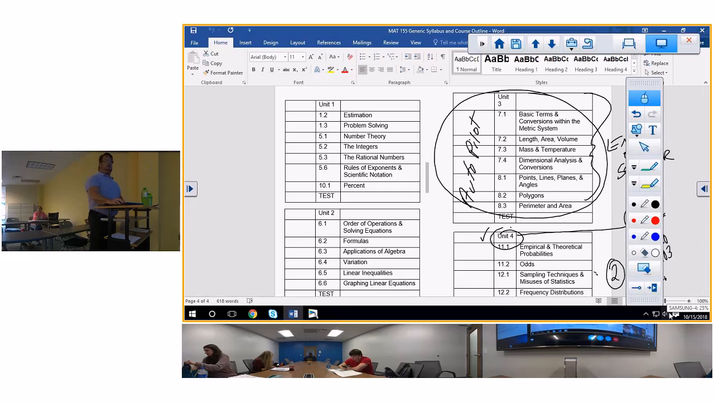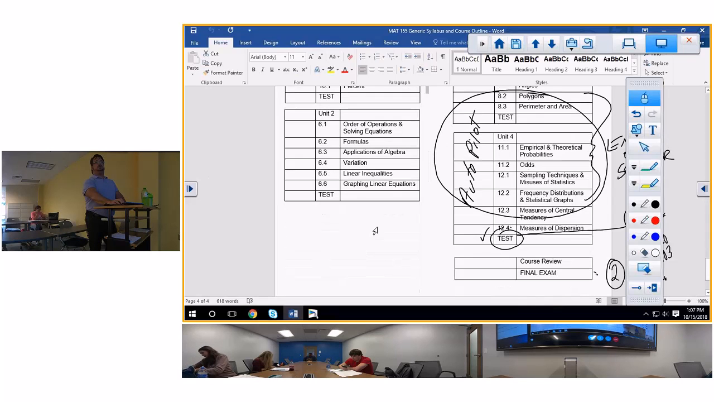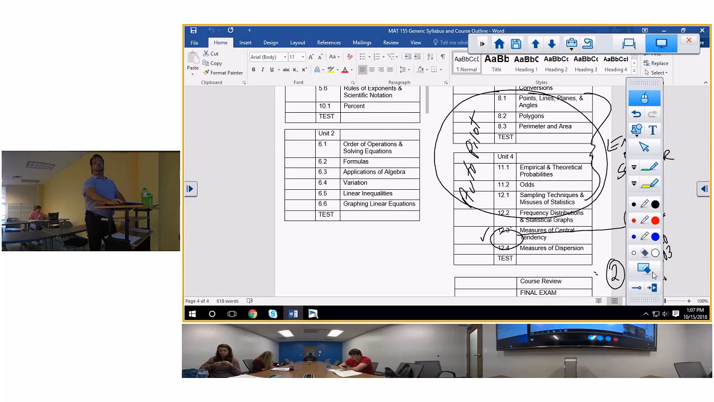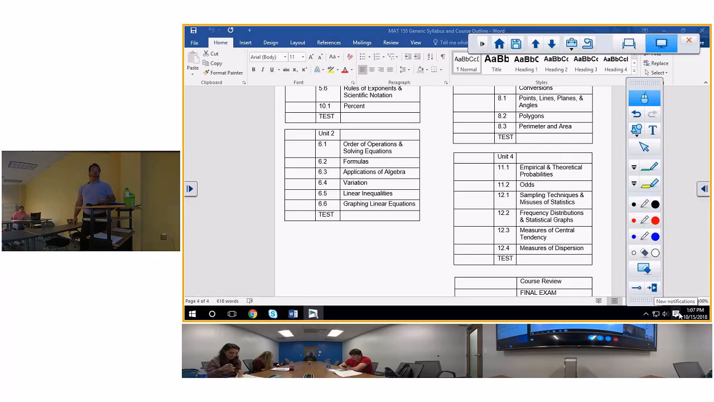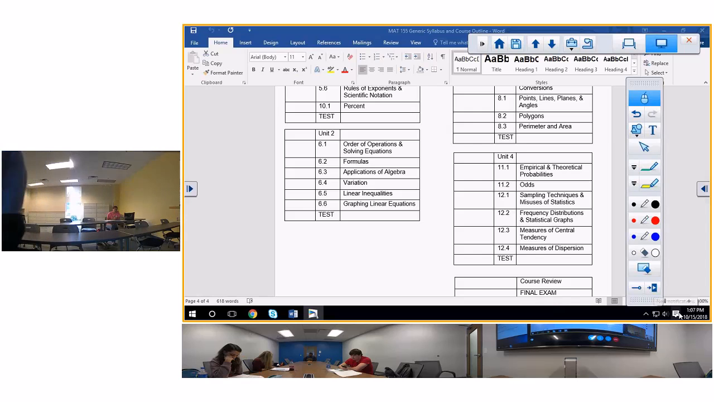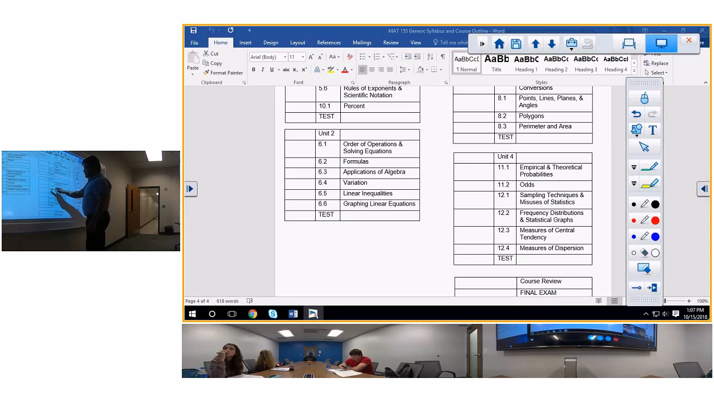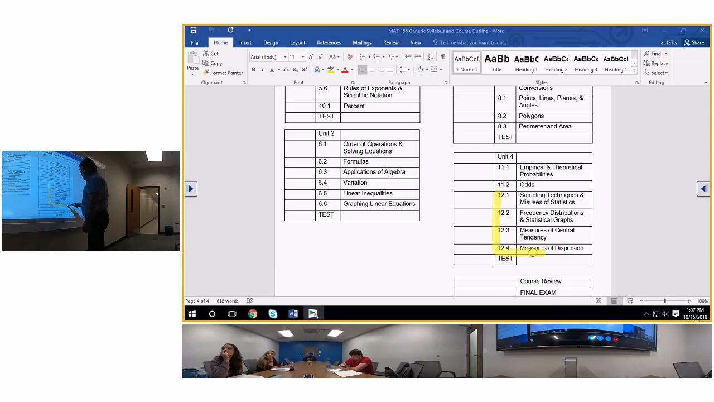I want everybody to make a note that we're going to go over sections 11 and 12 in the next few weeks. Okay? 11.1, 11.2, 12.1 through 12.4. Now I'm going to cover this first. I'm going to cover chapter 12 first.